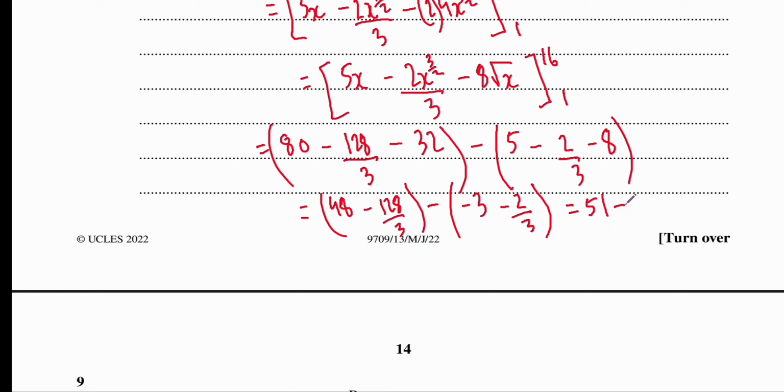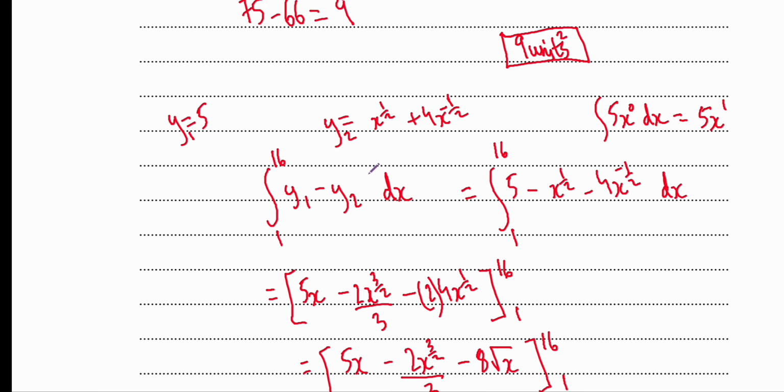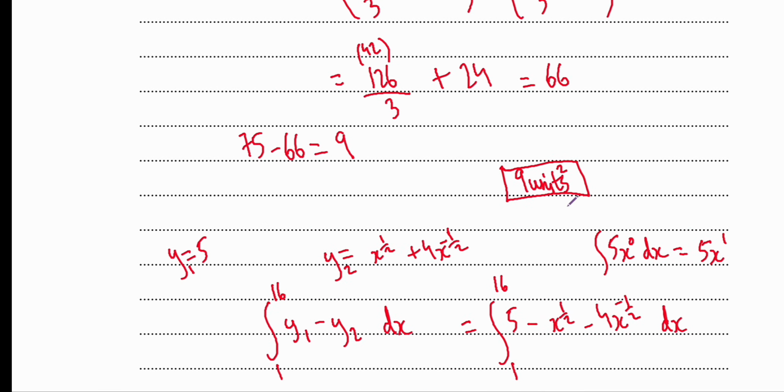Oh, sorry, that's minus 126 over 3. I don't know what I'm saying. Because you think minus 128 over 3 plus 2 over 3, so that's minus 126 over 3. And minus 126 over 3 is just minus 42. So now we have 51 minus 42, which is equal to 9. And that is what we got at the start here as well. We got 9 units squared.